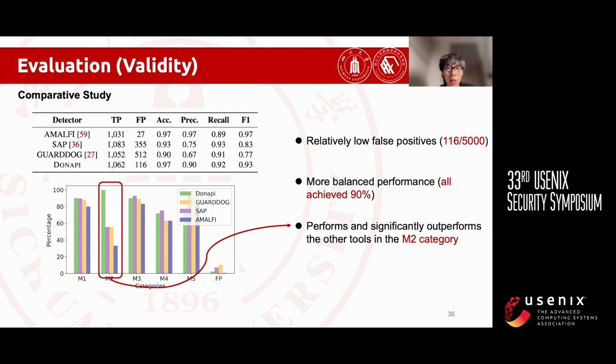The graph below shows the model recalls of different types of malicious packages. As you can see, DONAPI has a relatively balanced performance on all categories of packages and has a clear advantage on M2, which is what differs from other tools.